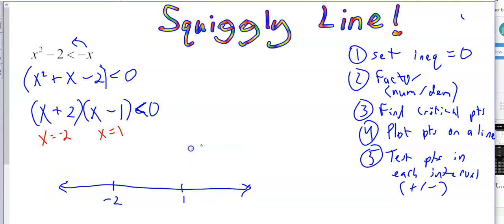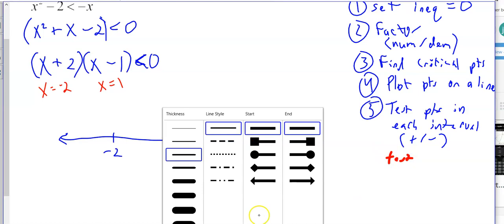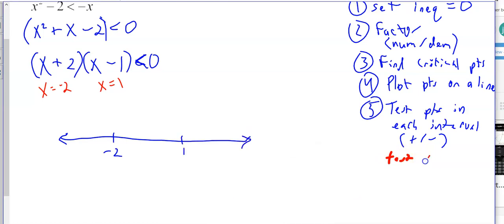Okay, so we do that by testing points. Let's just start with basic testing, and I'll give you a shortcut in just a minute. I'm going to pick a value off to the right here, a value bigger than 1. Let's test x equals 2. When I do that, I'm just plugging into the function. Right here and right here for x, I'm going to plug in a 2.